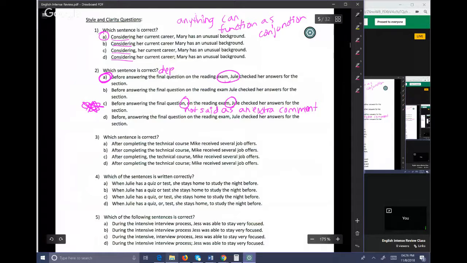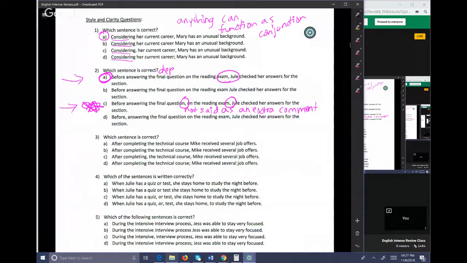So remember to read it that way before you confirm it. If you were kind of stuck between A and C because you looked at A and you said, well, that's typically how we punctuate this. And then you looked at C and you said, well, wait a second. Technically, on the reading exam actually could be extraneous because that's not totally critical information. You don't have to say it's on the reading exam. You can just say it's the final question. But then go back and read it that way and decide, is the author of the sentence, is their intent to actually say it that way? Are they using it in an extraneous format?